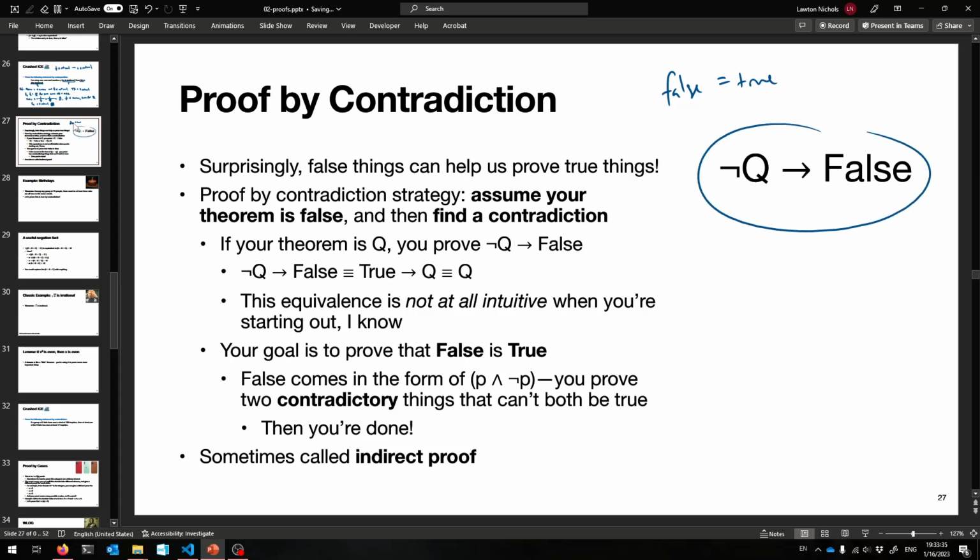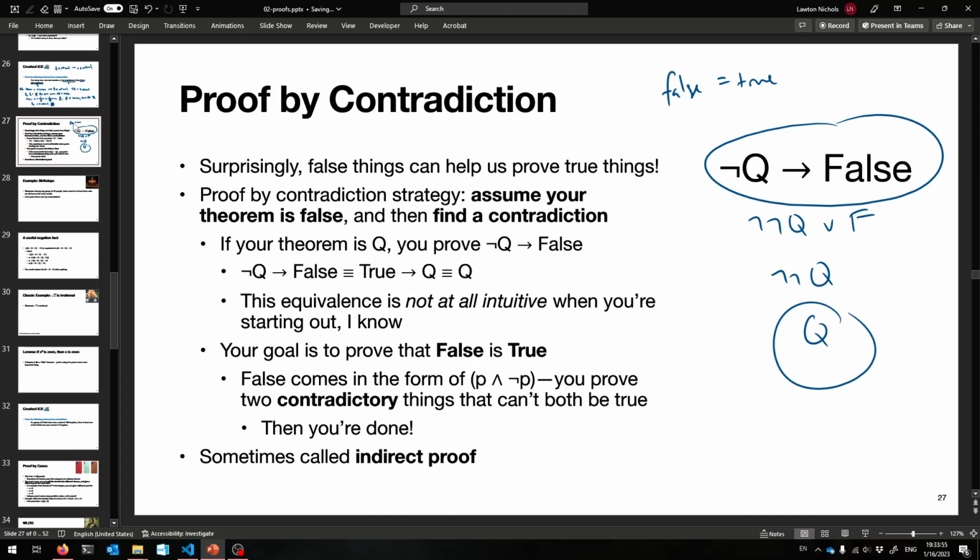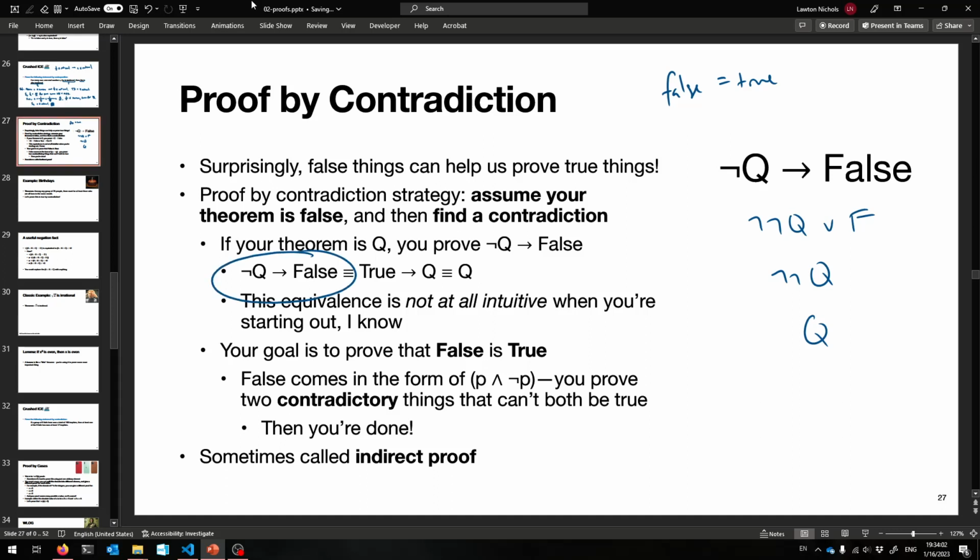What is this the same as? Well, I can get rid of this implication by negating this: it's not this or this, right? Not Q or false. If you OR by false, that does nothing. So that's equivalent to not Q. And then double negation gives you just Q. So really, this was equivalent to proving the same theorem. Isn't that neat?